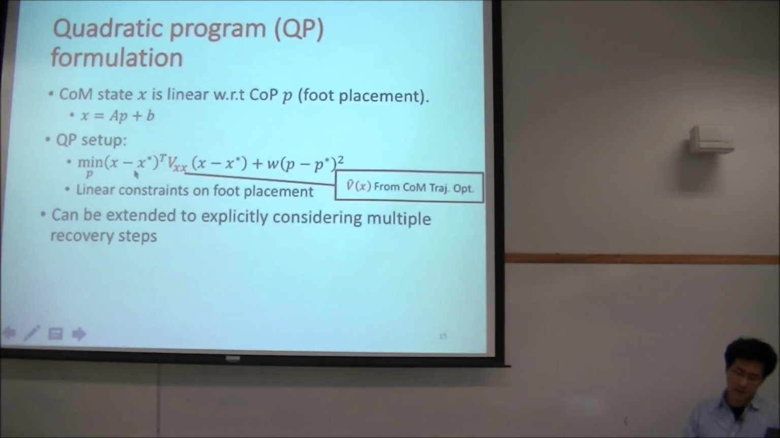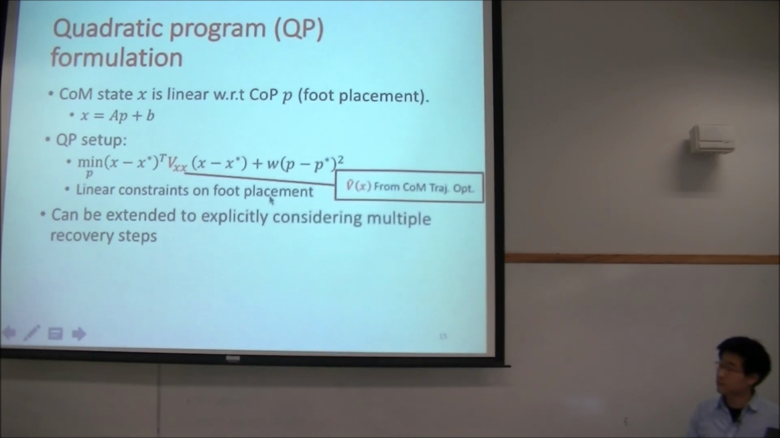For the state trajectory tracking part, X star and this V_XX are coming from the DDP or the nominal plan. And this P star, the desired foot placement, and this W, which is a weighting term, these two come from the footstep planner.